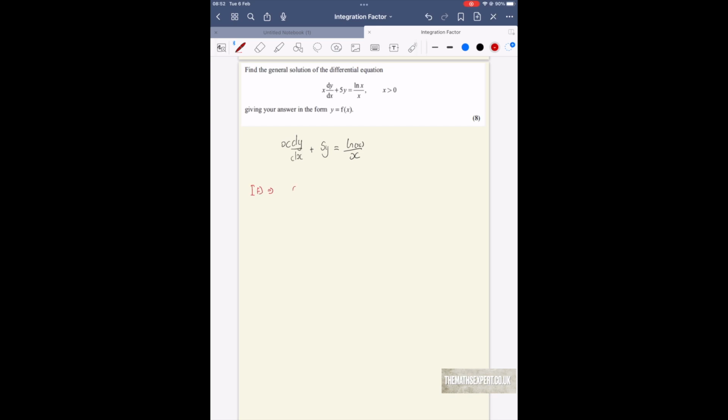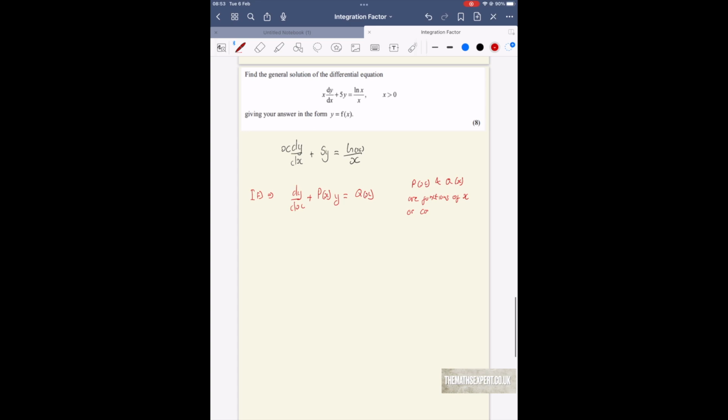right? So the integrating factor method is meant to be in the form of dy/dx plus p of x times y equals q of x, right? And it's a situation where p of x and q of x are functions of x, or constants. If your equation looks like that, then the integrating factor will pretty much work every time. Okay? Now, let's get back into it.